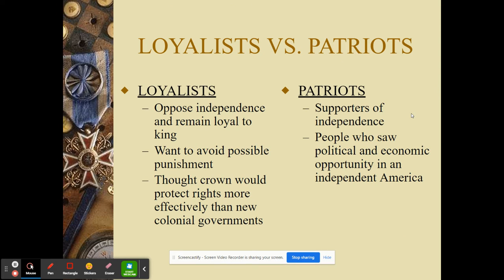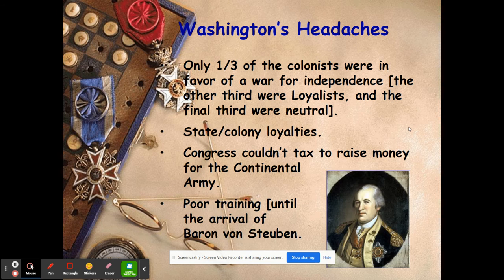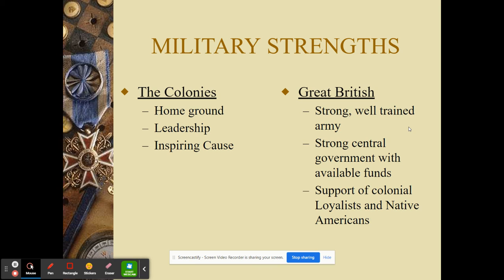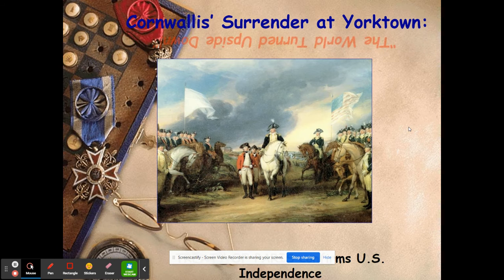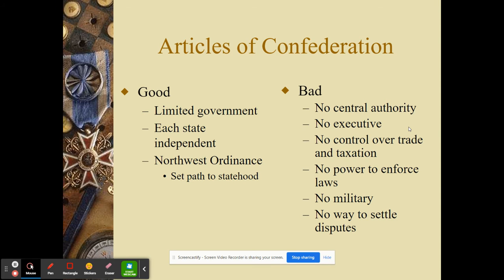From this point, we fight the war. America was divided during the war, but we're going to kind of move ahead here. We already talked about this. And then they surrender at Yorktown, and that led to this, the Articles of Confederation.